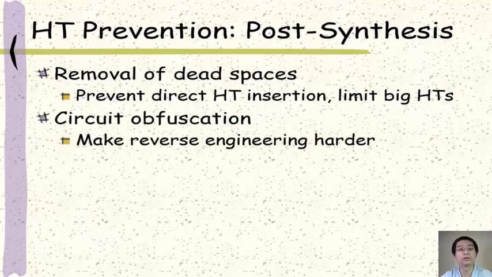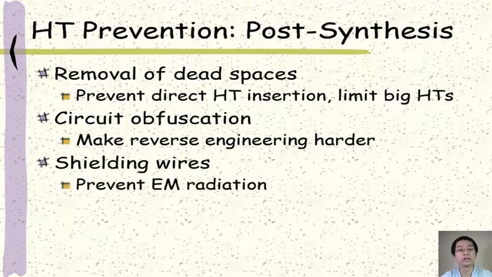We can also do circuit obfuscation, trying to make reverse engineering harder, so the attackers will not be able to understand the circuit, and then it will be hard for them to insert a functional hardware Trojan. And we can also do shielding of the wires. This will be able to prevent hardware Trojans based on electromagnetic radiation.